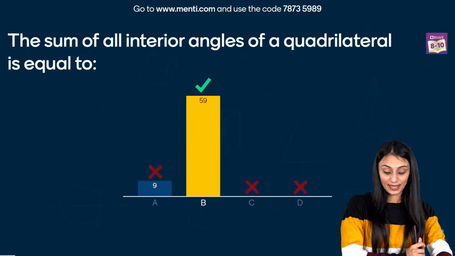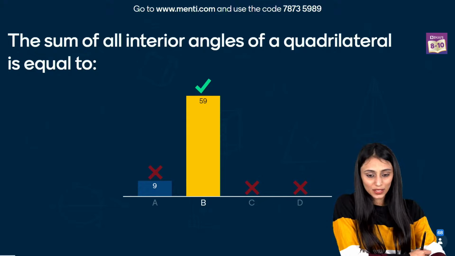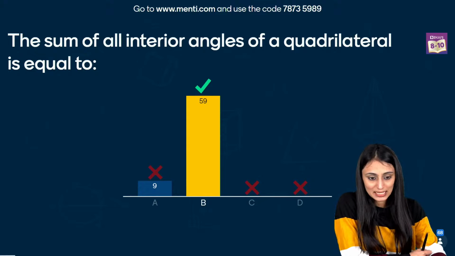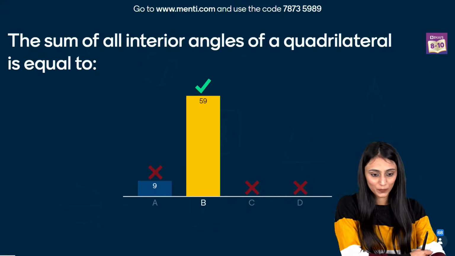All right. And we can see that maximum students have given the right answer. But some are saying it's A. Correct answer is B. Yes, easy one, Akriti, right? All right. Let's take a look at the solution now.